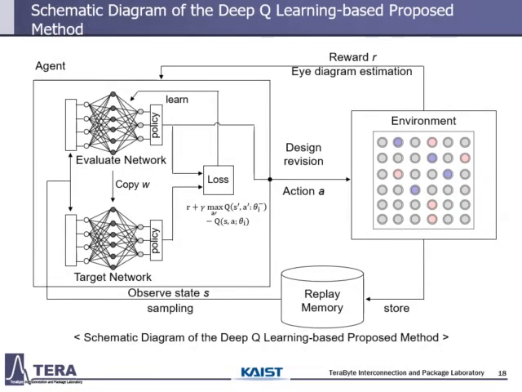Next, I will introduce the overall learning process. First, considering the large state dimensions and action spaces, deep Q learning was used, which replaced the conventional Q table with a DNN. In addition, replay memory was used to greatly stabilize the training procedure. Moreover, two networks were used, the target network and the evaluation network. The target network was updated with the weights of the evaluation network at regular intervals to stably find the solution.